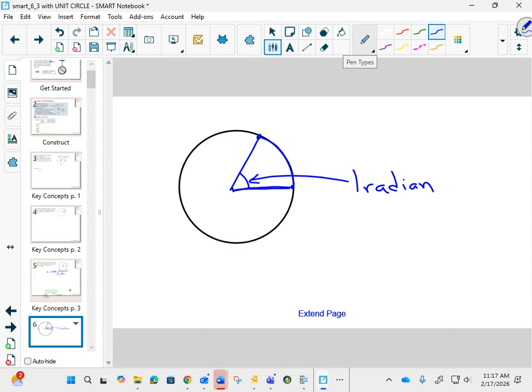And they found out that this angle doesn't matter how big or how small a circle that you have. If you measure 1 radius around the outside of a circle, you get the same angle no matter how big or how small that is. So now, how big is 1 radian?